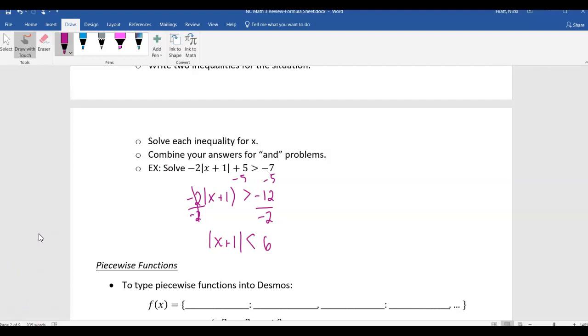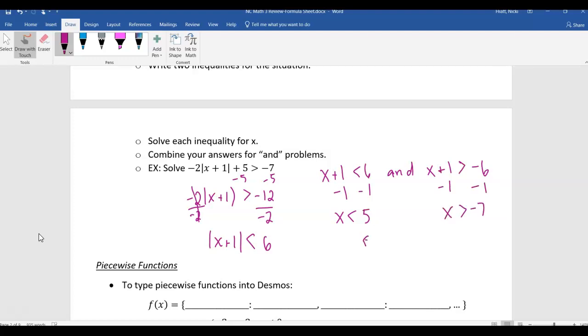So I'm going to write this as two inequalities. So I will have x plus 1 is less than 6. This is a less than sign, so it's and. X plus 1 is, here I have to switch this to a greater than, -6. So you want to flip that inequality sign and make this negative. And so I'm going to solve this by subtracting 1 from both sides, and I'll get x is less than 5. And over here, I'm going to subtract 1 from both sides, and I'll get x is greater than -7.